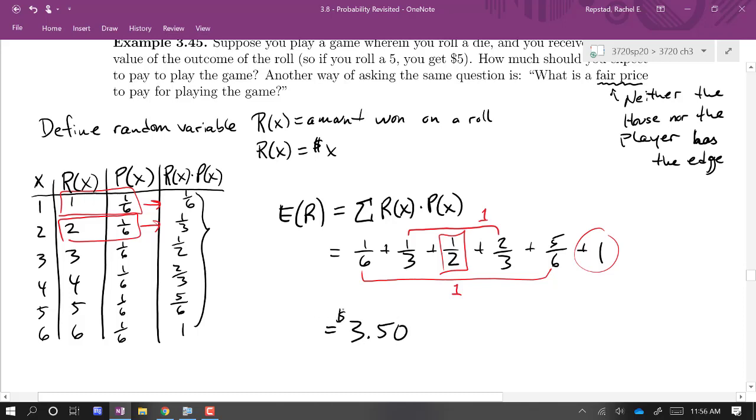That is the expected value of R, meaning, there's no one game in which I'm going to actually get 3.50, right? I'm either going to get $1 or $3 or $6 or $4, but over time, if I just play it over and over again, the average winnings will be 3.50 on each game, and so that means that 3.50 is the fair price to play the game.